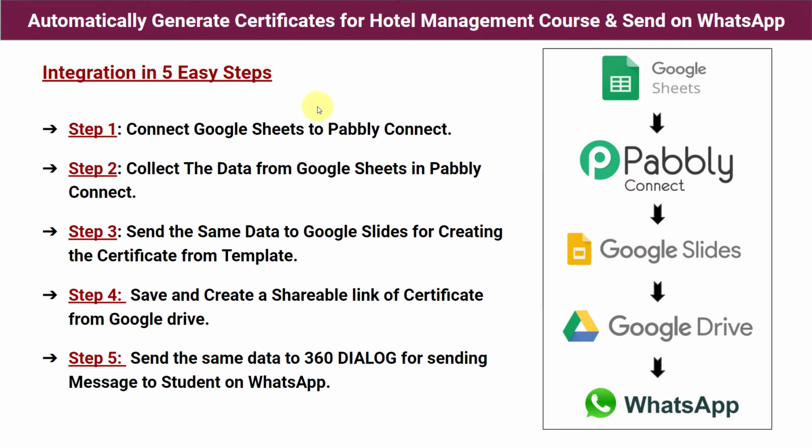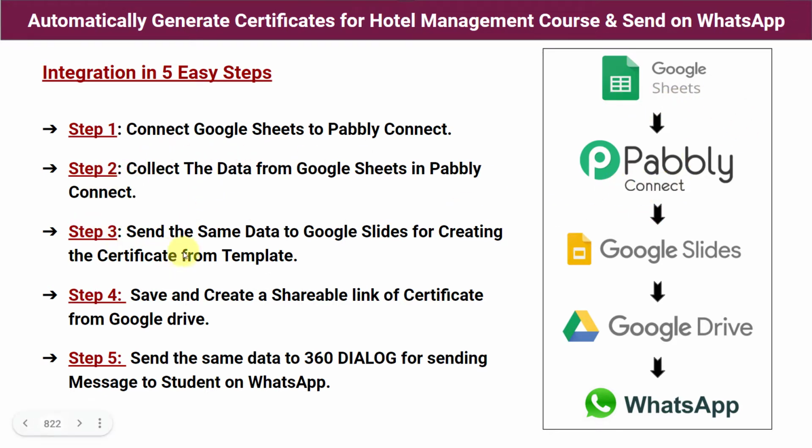So guys, these are the 5 easy steps in which you can also create this integration or connection between all these applications. So step 1 is connect Google Sheets to Pabbly Connect. So first of all, we are going to connect our Google Sheet with Pabbly Connect. Step 2 is collect the data from Google Sheets in Pabbly Connect. So in the next step, we'll bring the data from our Google Sheet to here in Pabbly Connect.